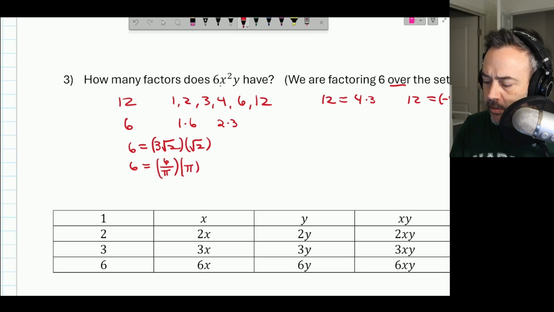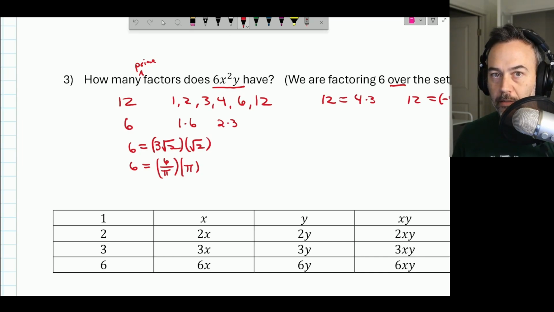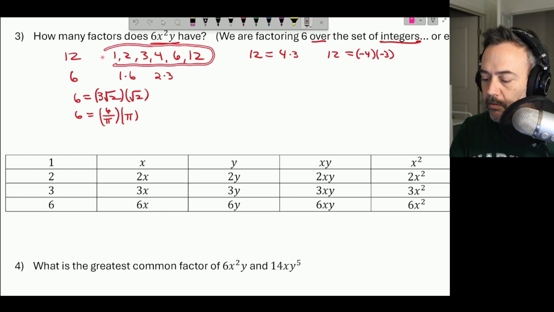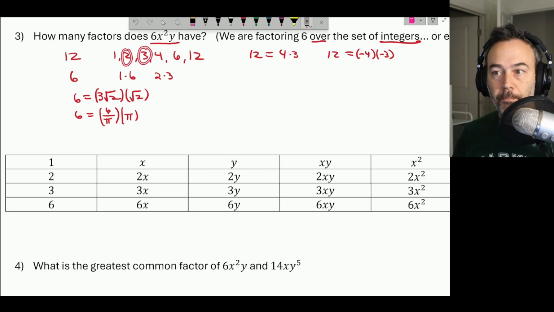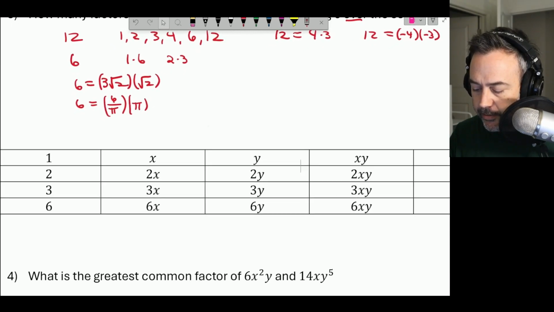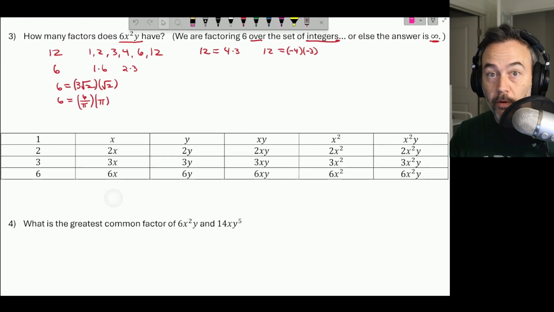Okay, so how many factors does 6x squared y have? If the question was how many prime factors does it have, we would have a different answer. We would prime factorize 6, and we would find that the prime factors are 2, 3, x, and y. But it doesn't say prime factors. It says how many factors does 6x squared y have? Well, what are the factors? And remember, what are the factors of 12? It's this whole list. How many of these numbers are actually prime? 2 is prime, and 3 is prime. That's it. But the rest of those numbers are factors. So what are the factors of 6x squared y? Well, here they are.